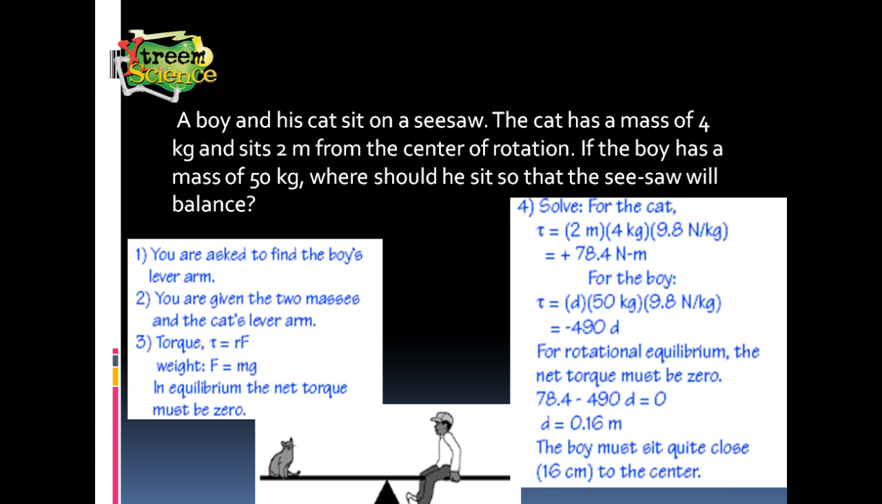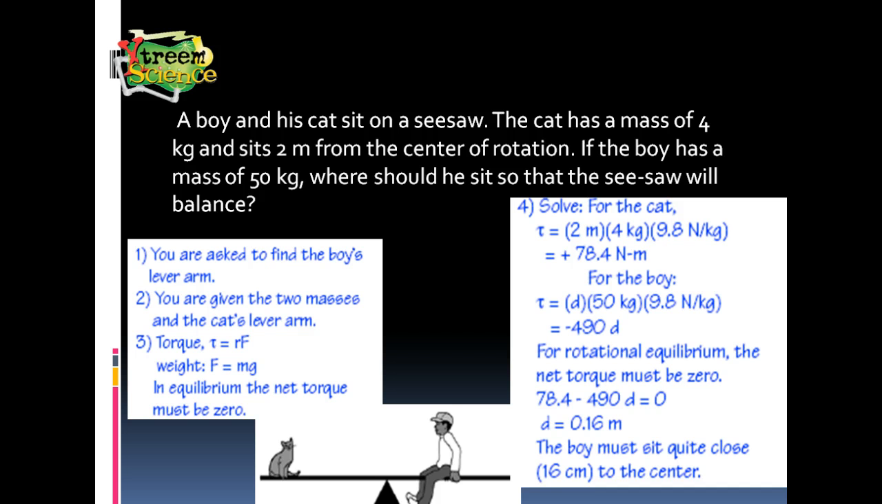The torque of the cat is equal to 2 meters times 4 kilograms times 9.8 newtons per kilogram. That's not correct. It's 9.8 meters per second squared. So you work all that out, which would, I guess, be a newton kilogram, but we don't talk like that, so I got to watch what I borrow from people. So we end up with plus 78.4 newton meters.